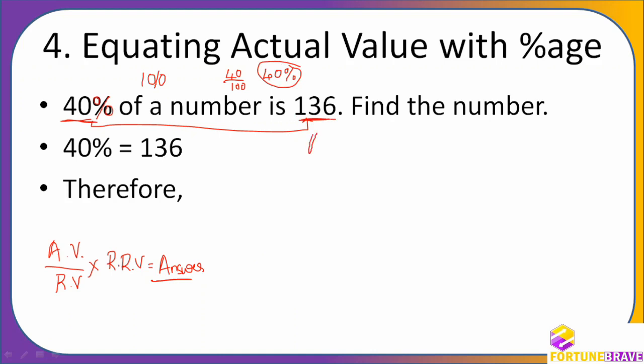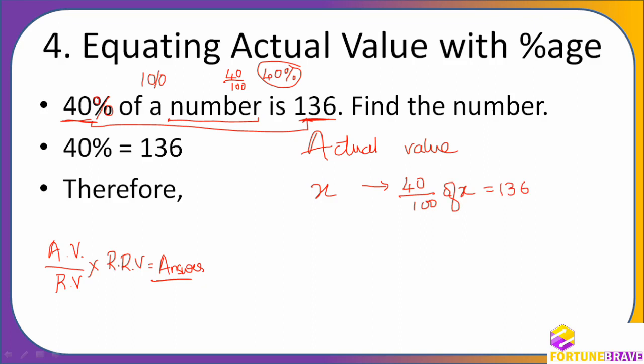So here this is the actual value. How we understood in ratio, this is the actual value, right? 40% of a number, we do not know what that number is. This is the base, right? 40% of a number is 136. So it means 136 is equivalent to 40% of a number. So if I take x as that number, then what does it mean? 40% of x is equal to 136, right or wrong? So 40% of a number is equal to 136.